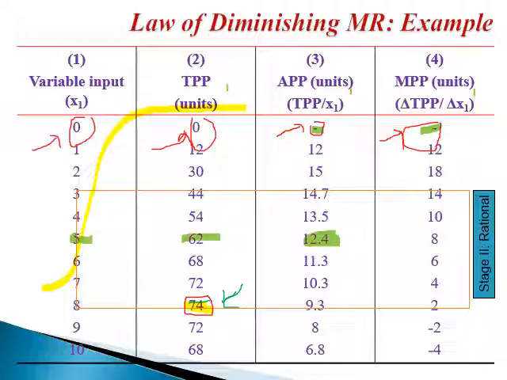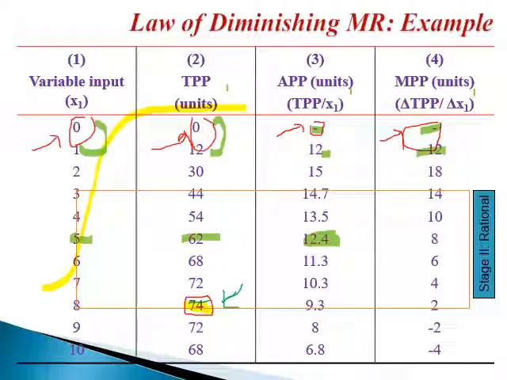So now we know how we calculate the APP. Now let us see how we calculate the MPP. I told you here we put a hyphen here and a hyphen here. After that, I want to know how we get this 12 right here. It is actually 12 minus 0 divided by 1 minus 0.